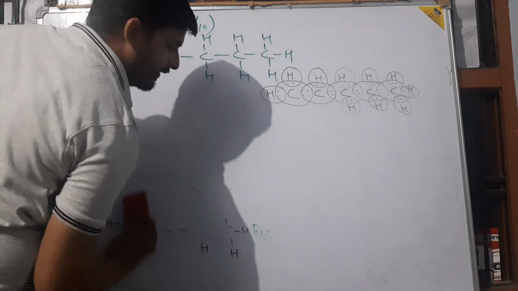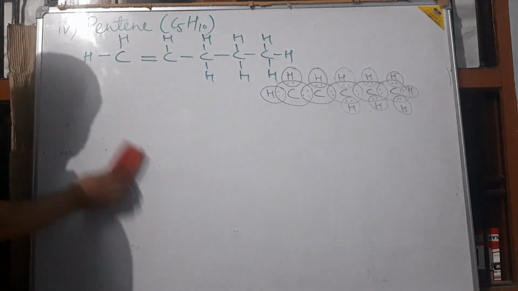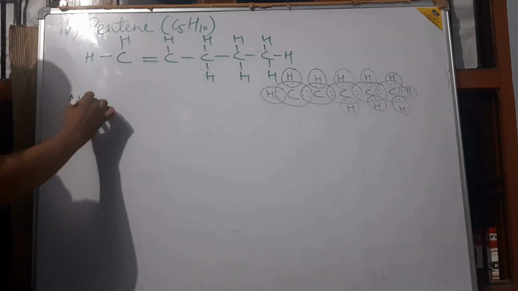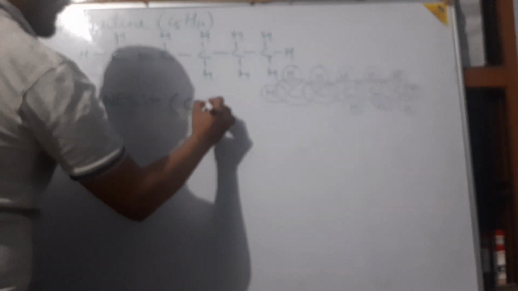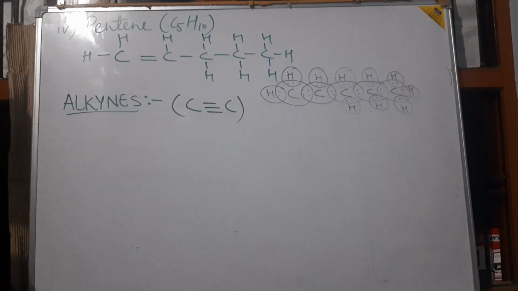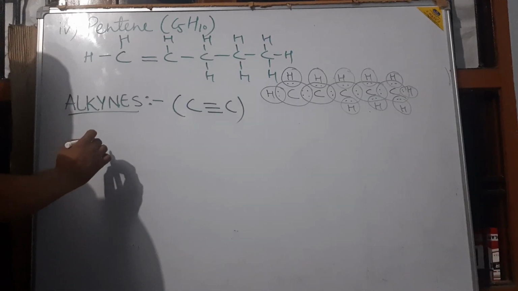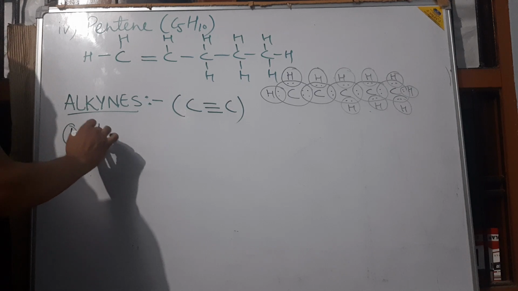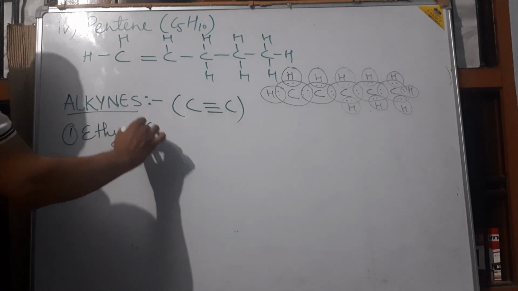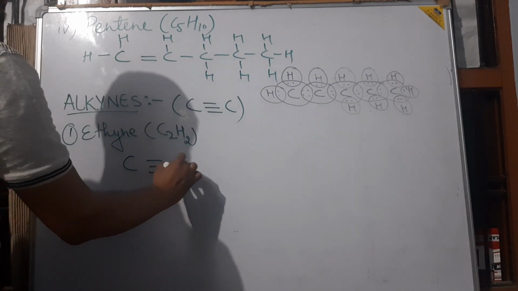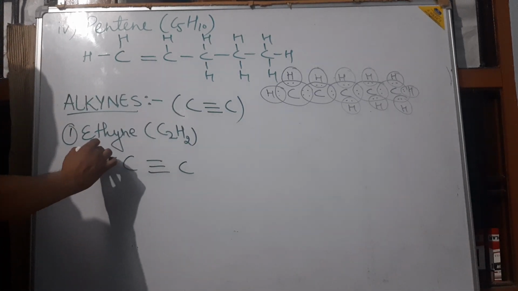Now the second example of unsaturated hydrocarbons is alkynes. We have alkynes. Alkynes are the unsaturated hydrocarbons containing a carbon-carbon triple bond. That means your starting member should have 2 carbon atoms. So the first one is named ethyne. Its molecular formula is C2H2. First of all, make a triple bond between them, and place hydrogen around them.